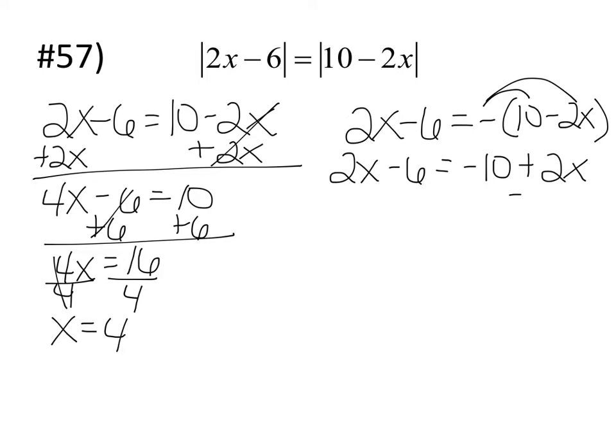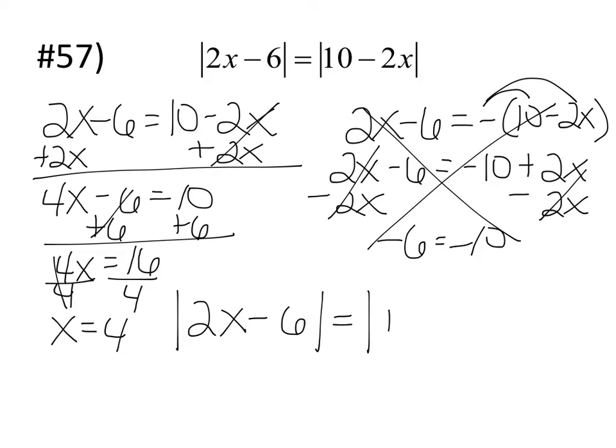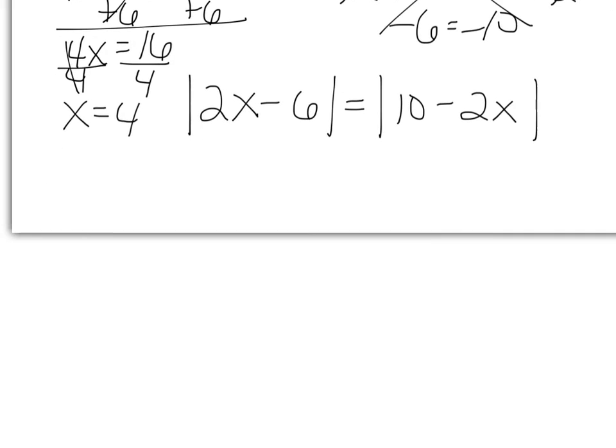So I'm going to go ahead and subtract 2x from both sides, giving me negative 6 is equal to negative 10. That is a false statement. So we're going to come back over and work with 4 and see if this actually gives us a true statement. See if this is a true solution. We're going to plug it in and make sure it works.